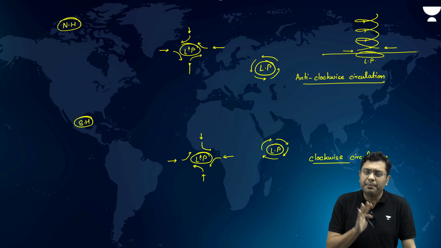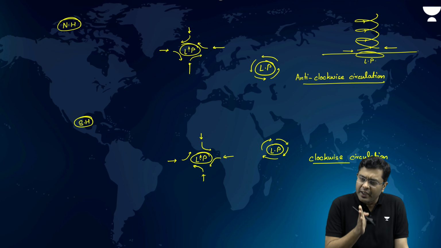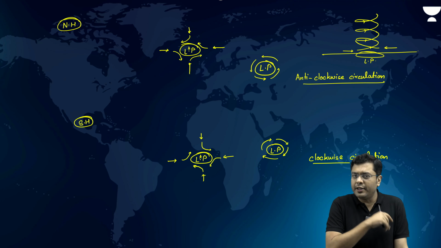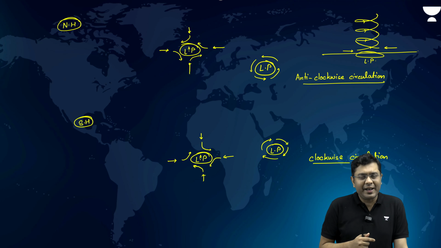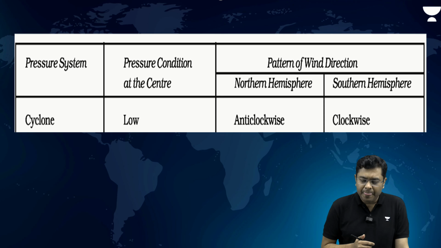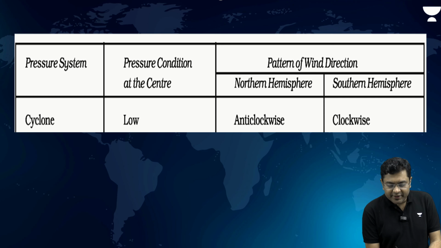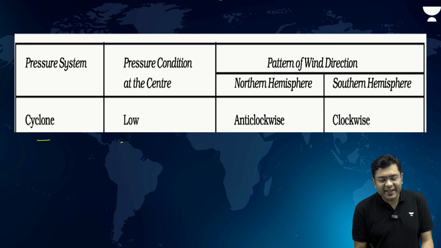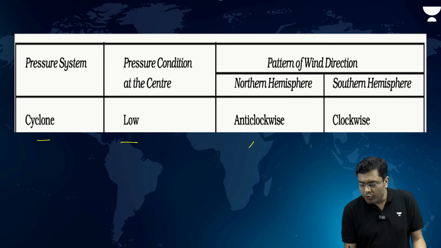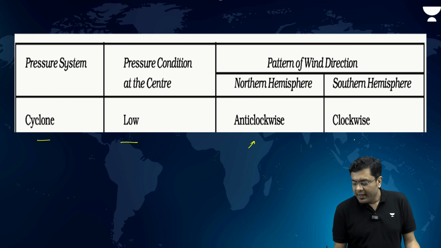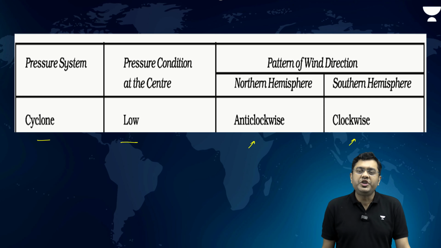So always apply the logic and try to draw it on paper on your own. You just have to apply the basic principle of Coriolis force. The bending is to the right in the northern hemisphere, and to the left in the southern hemisphere. This is the chart. So, cyclonic system, low pressure center: in the northern hemisphere you have anti-clockwise circulation, in the southern hemisphere you have clockwise circulation.